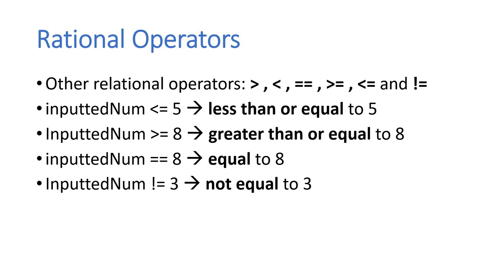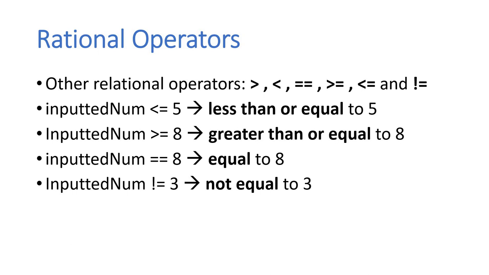This is a list of other relational operators we can use in our conditions. If we wanted to make our relational operator be less than or equal to instead of just less than, we can add an equal sign and it would test if the inputted num is less than or equal to 5. Similarly, for the greater than sign, we would just add an equal sign to test if the inputted num is greater than or equal to 8.